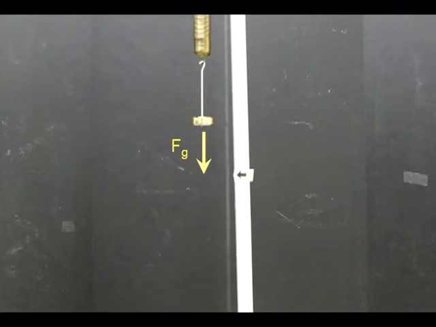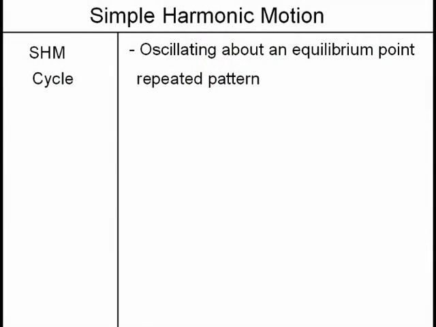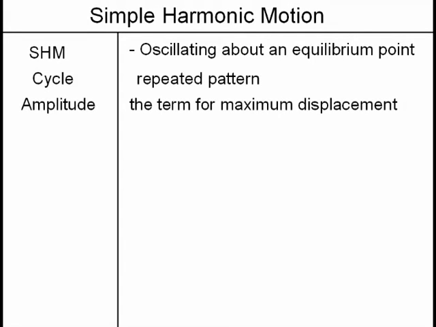When the spring is at its maximum height, the restoring force is gravity pulling it back down. When the spring is at the bottom, the restoring force is the force of the spring pulling it back up. And it's due to the restoring force always being proportional to the displacement that makes it oscillate back and forth. Amplitude is the term for maximum displacement. In the formulas, we use x for the displacement. We don't use amplitude.